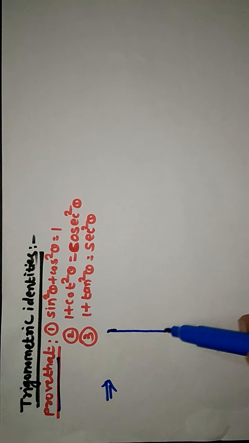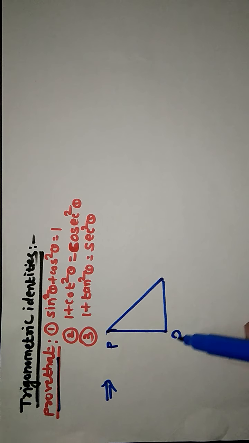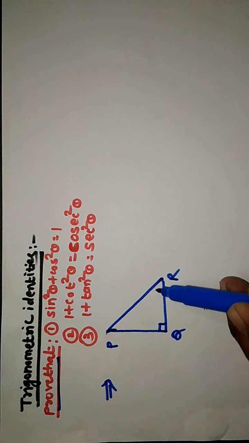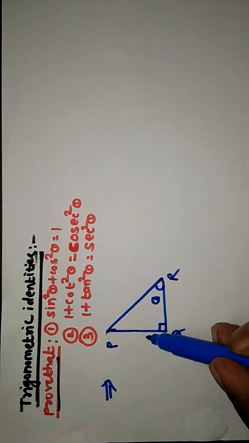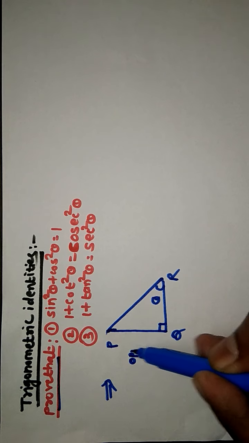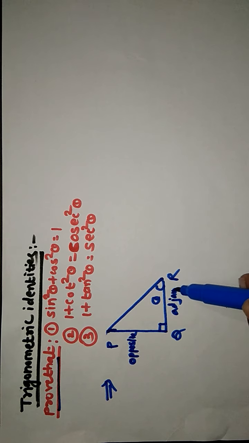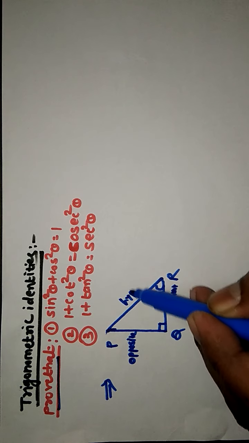Use a right angle triangle PQR. Select one of the acute angles theta. Here this is the opposite side, this is the adjacent side, and this is the hypotenuse.